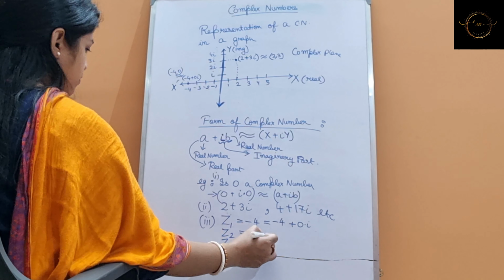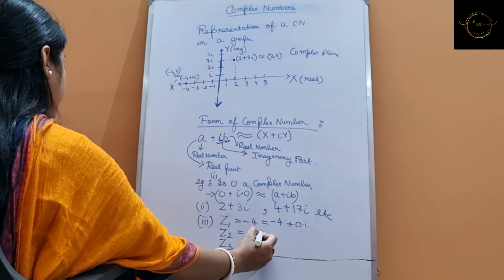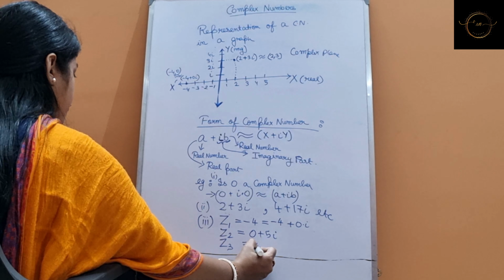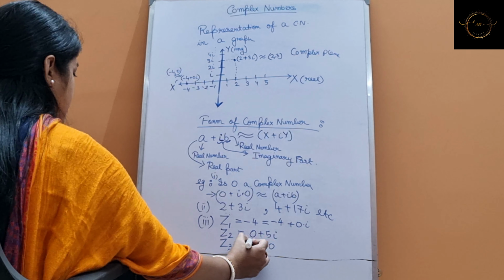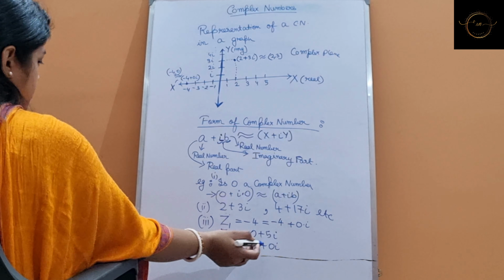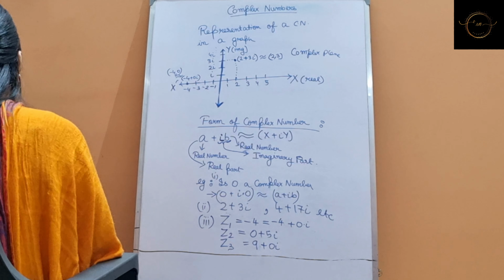Also, you can take many examples, like 0 + 5i, or 9 + 0i. In this way, you can take many examples of a complex number.